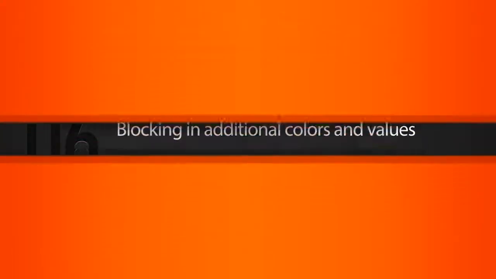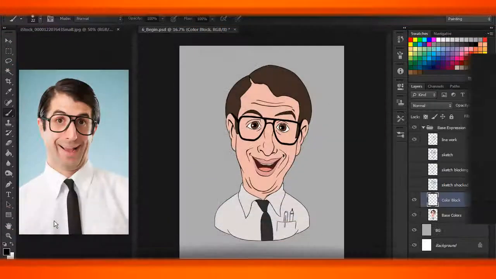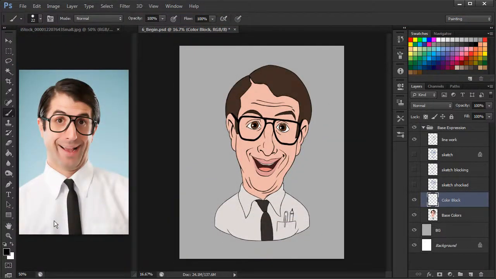In this lesson, we're going to continue the process of painting our avatar by blocking in some additional colors and values. So let's go ahead and dive back in. In the previous lesson, we used a filter to simplify our reference photo and sampled some base colors from that photo and painted them on our avatar. Now we're ready to really build up these colors and start adding value.